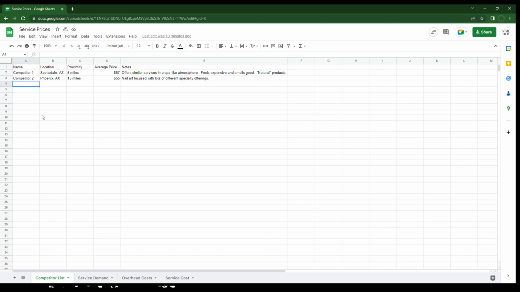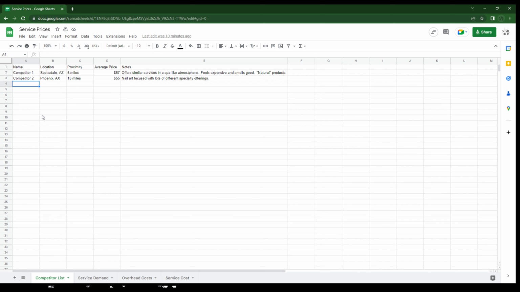So I simplistically went through here. I would recommend you get at least 3 to 5 competitors listed. Again, if you're in a very small rural area, maybe you're only going to have 1 or 2. If you're in a more populous, more metropolitan area, then maybe you're going to have something like 5 to 7 competitors that you're looking at.